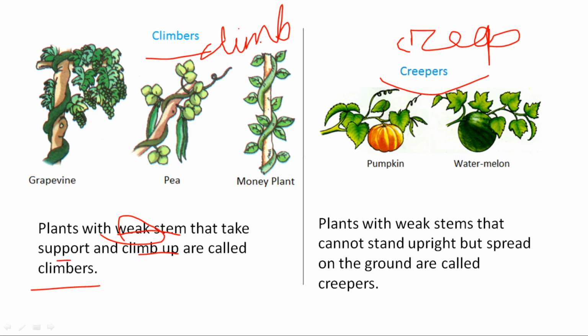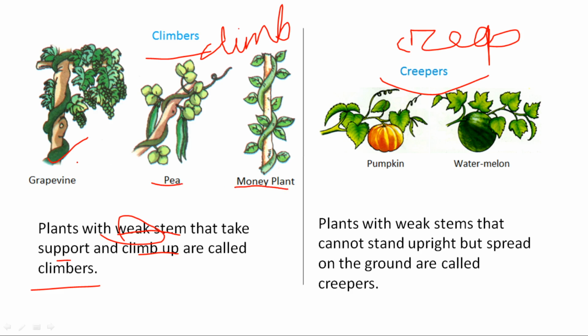Okay. So it is taking the support and going up. Okay, means climbing up. That's why these are called climbers. So climbers means which climb up and take support, which have weak stems. Example, grapevine, pea, and money plant. These you are seeing everywhere.